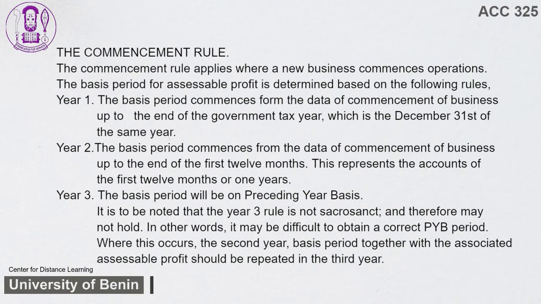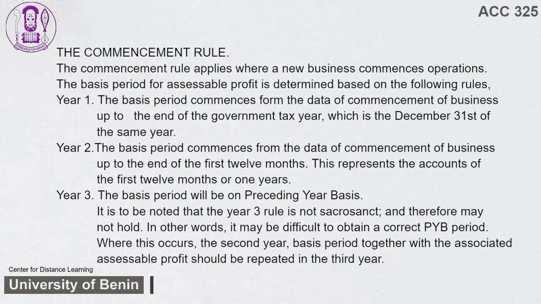Year 2. The basis period commences from the date of commencement of business up to the end of the first 12 months. This represents the accounts of the first 12 months or 1 year. Year 3. The basis period will be on preceding year basis. It is to be noted that the Year 3 rule is not sacrosanct, and therefore may not hold. In other words, it may be difficult to obtain a corrective period. Where this occurs, the second year basis period together with the associated assessable profit should be repeated in the third year.